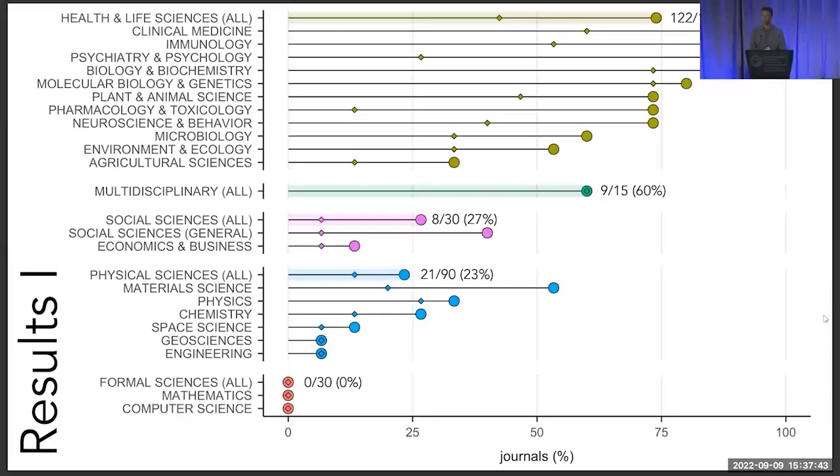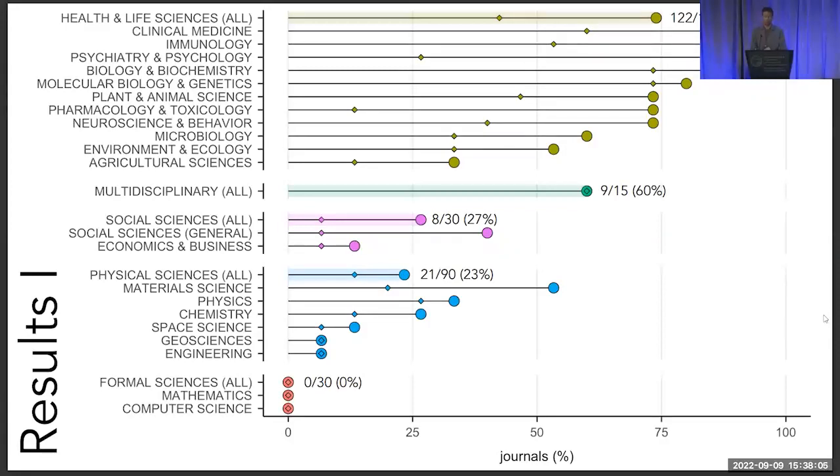Within that domain, you can see the discipline of clinical medicine, for example, where all 15 of the assessed journals provided statistical guidance. At the other end of the spectrum, none of the 30 journals in the formal sciences provided statistical guidance. So overall, across all domains, there are 160 journals that provided some statistical guidance.